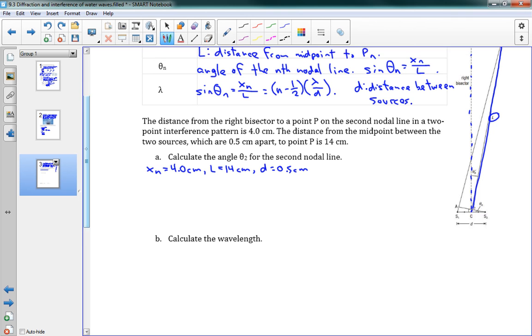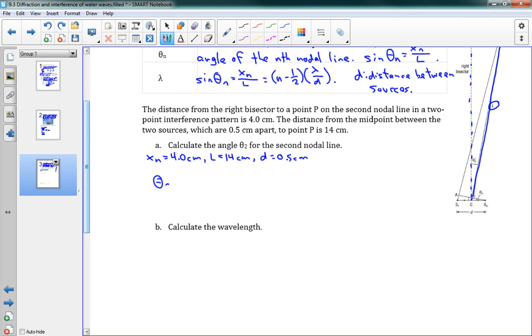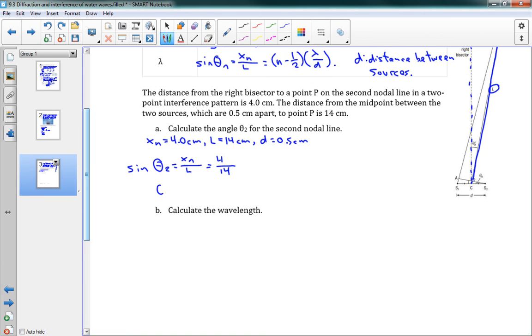Okay, so we have all our values now. We want to calculate the angle theta 2 first. Sine theta 2 is equal to xn over L, which is equal to 4 over 14. That means that theta 2 is the sine inverse of 4 over 14, which is equal to 17 degrees. There we go. So that's our answer for that one.